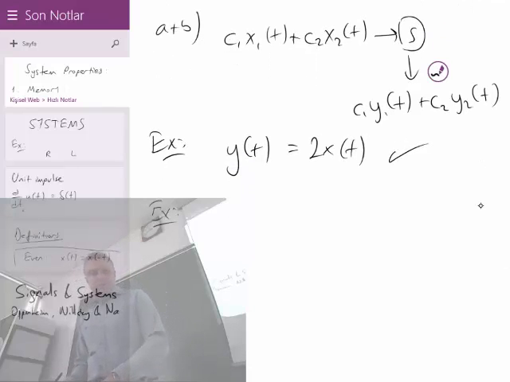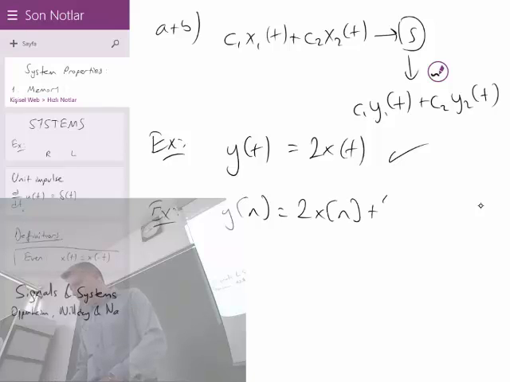And a very counterintuitive example is coming here. Y of n is equal to 2x of n plus 3. Is it linear or not? By the way, the input-output relation draws a line, as you see, so it looks very linear. Y versus x. It looks linear.